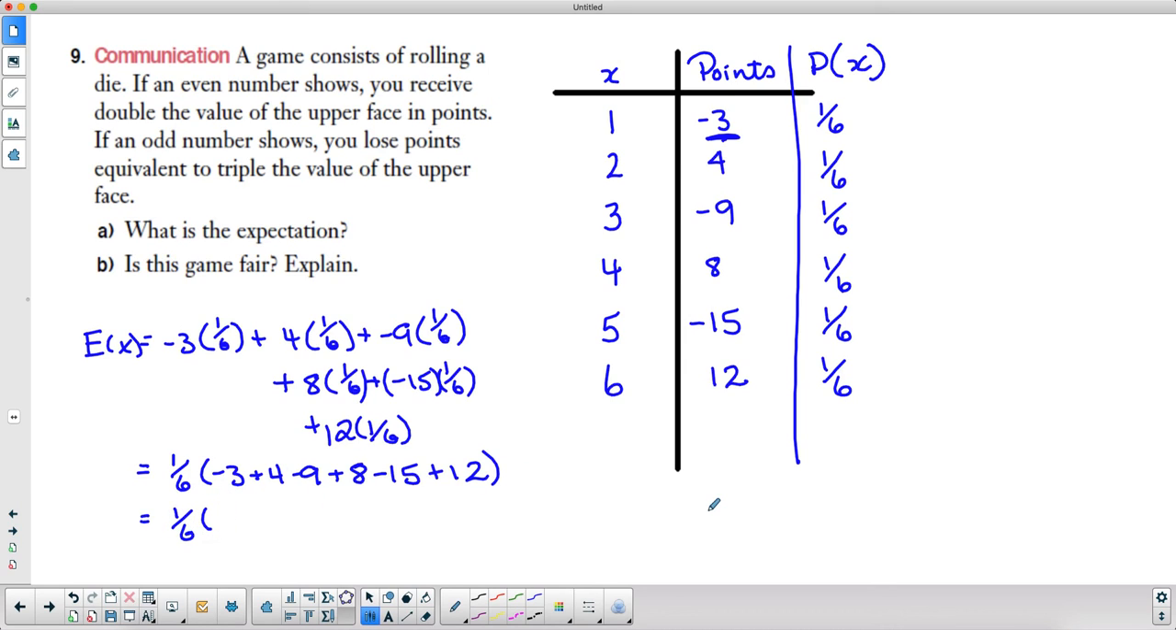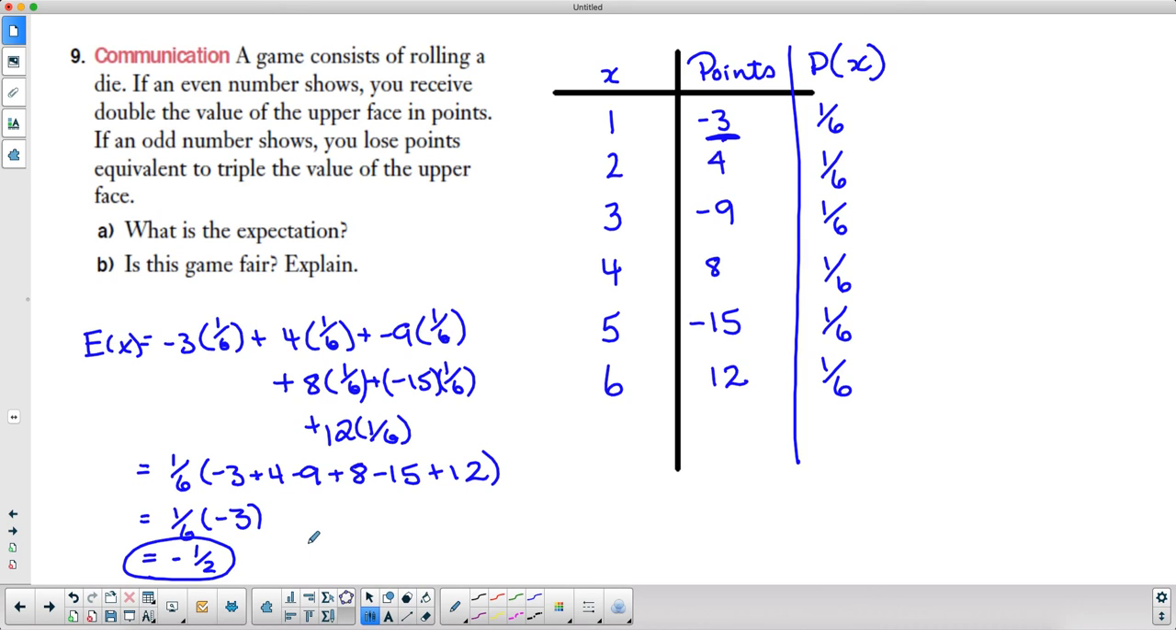So now I just have to add up what's in there. So -3 plus 4 is 1. Minus 9 is -8. Plus 8 is 0. Minus 15 takes us to -15. And plus 12 is -3. So this tells us that our outcome is -3/6, or -1/2. This means that this is not a fair game because the expected outcome is a backwards movement.